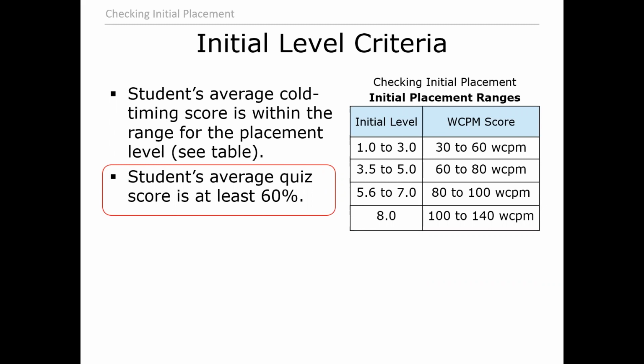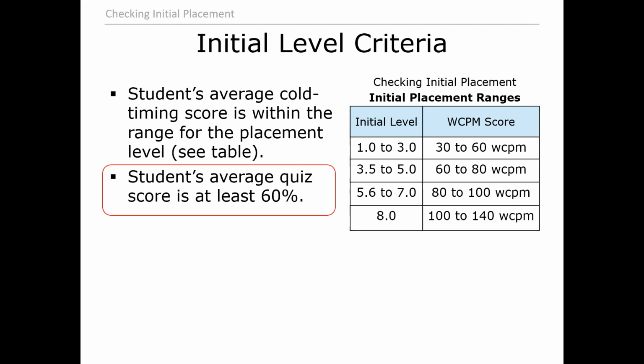So you take a look at the average quiz score. If it is at 60% or above, the student can stay there, assuming their cold score is in the right range. Now, some people get a little ruffled over that 60% number, and I understand and I agree. None of us want our kids understanding at 60%. We want them at 80% or higher. But all this is saying is that you don't need to lower the student's level based solely on comprehension.